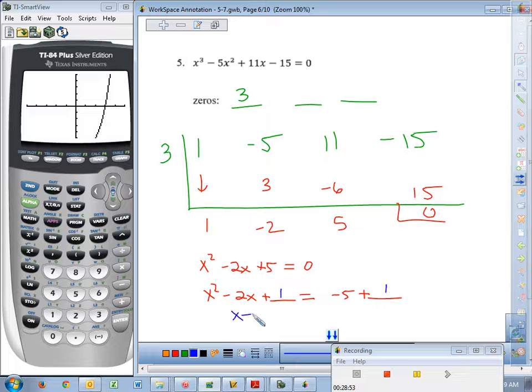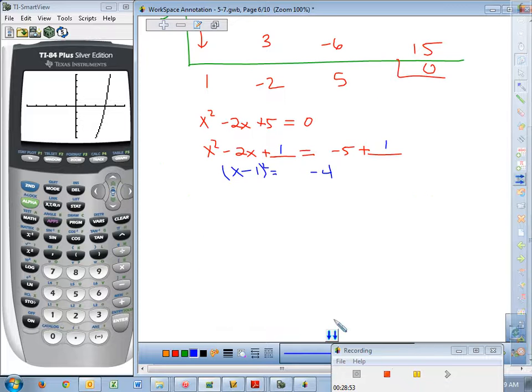X minus 1 quantity squared equals negative 4. That is not a perfect square. If it was positive, it would be a perfect square, but it's negative. You with me on that? So we can square root it, though, and it comes out real nice. X minus 1 equals, what's the square root of negative 4? Plus or minus 2i.